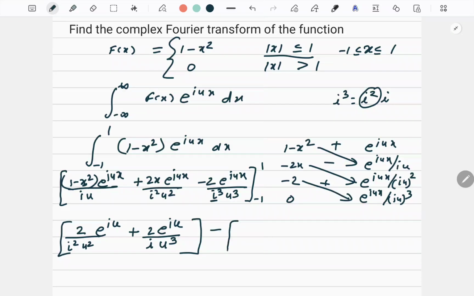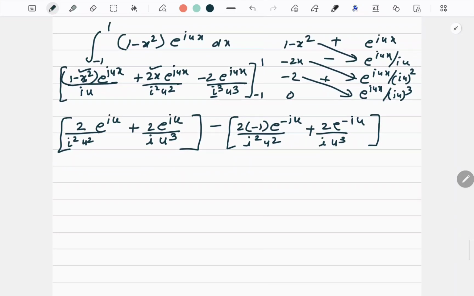Now I will put the lower limit. To avoid the confusion, always put separately when terms are more. Now if I put minus 1 here, again it will become 0. Let me put minus 1 here. So I will get 2 minus 1 e to the power minus iu upon i square u square. Okay, minus 2 upon, again this will become i and this will become plus u cube e to the power minus iu. Correct?